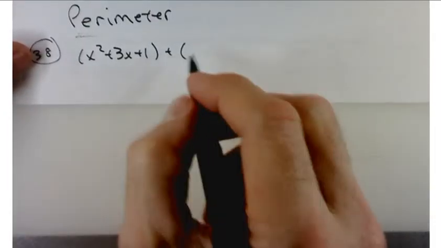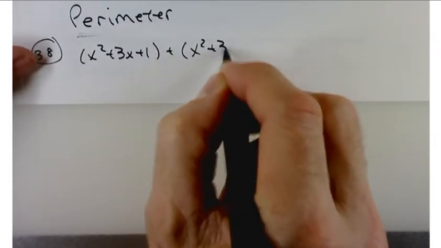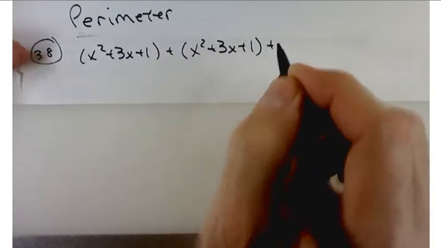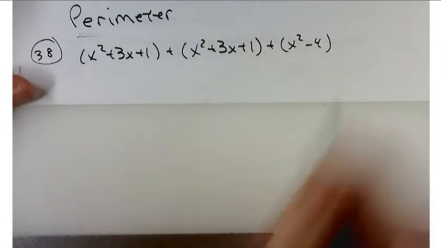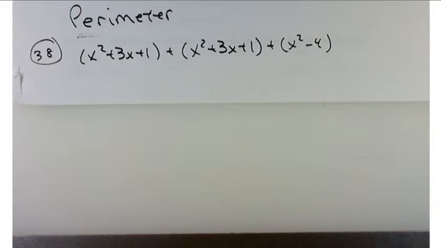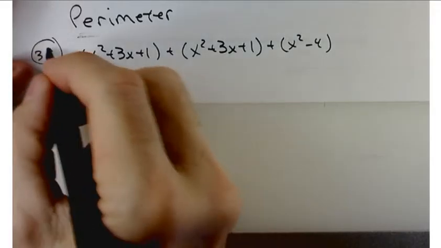Problem 38. I'm going to have x squared plus 3x plus 1. That's one side. I get that same side again because this is an isosceles triangle, meaning it has two sides the same. And the last side is x squared minus 4. Oh, I'm sorry. Yeah, I did 37. Wow, this is really bad. I'm actually doing one of your homeworks. Please forgive me. All right, so problem 37.